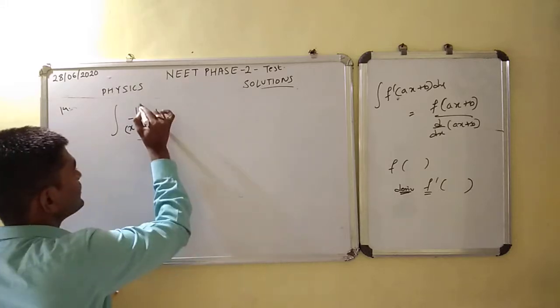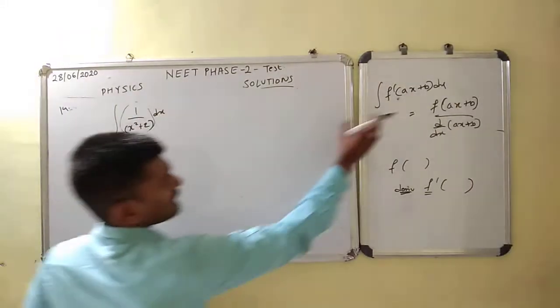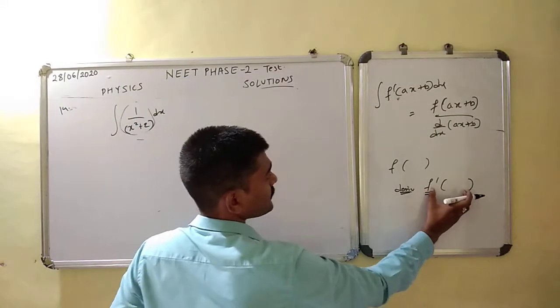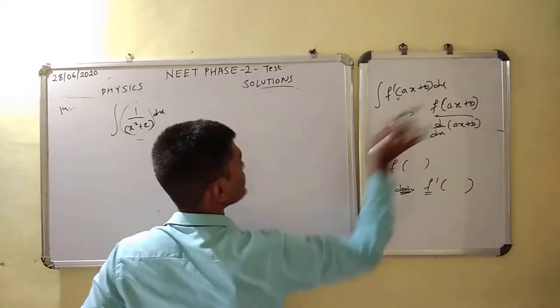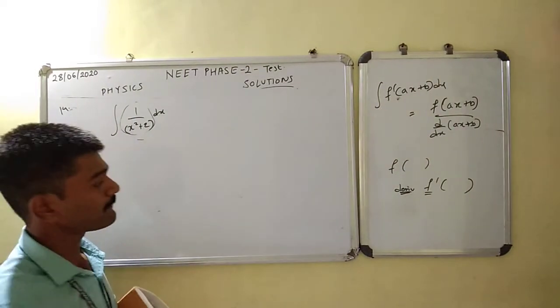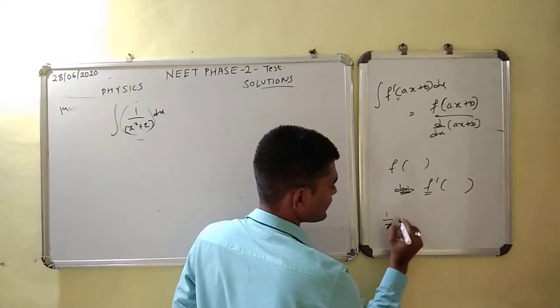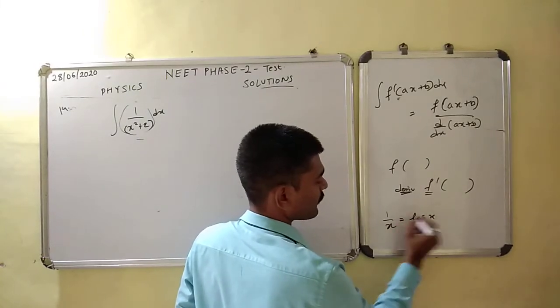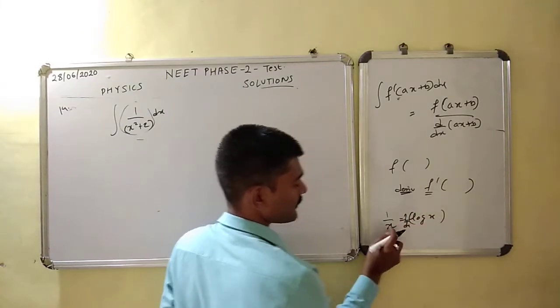So we have to select. This is already the derivative part, so the main function should be written as the answer. So 1 upon x squared plus 2 is the derivative of what? If you remember, 1 upon x is the derivative of what? Log of x. See, d dx of log of x is 1 upon x.